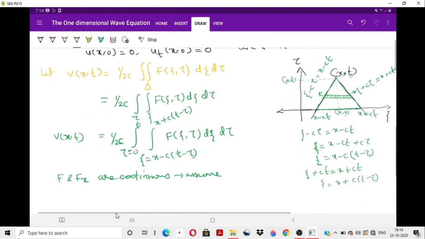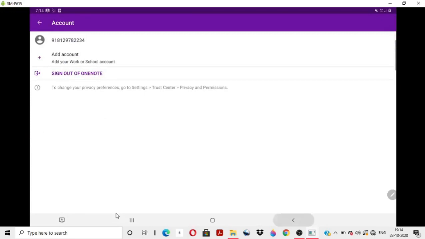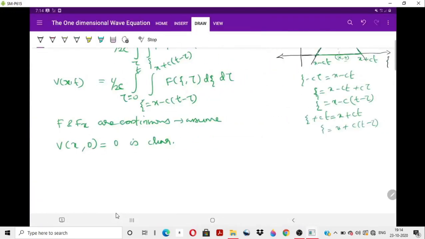And for t equal to 0, it is clear that it satisfies the first homogeneous condition, v at x,0. What will be v at x,0? By definition, x,0 means t is equal to 0. So when t equals 0, the integral over tau varies from 0 to 0, so this will be equal to 0. So it is very clear, and we need to prove only the second condition, that is v_t at x,0 is equal to 0. That we need to prove.